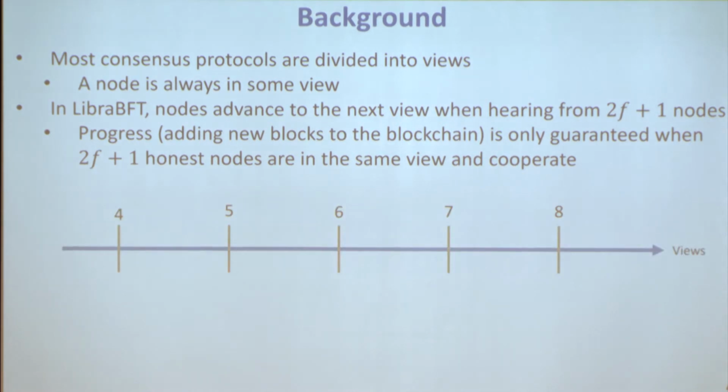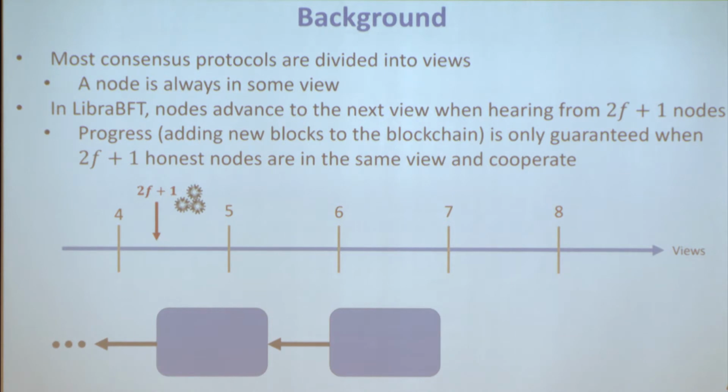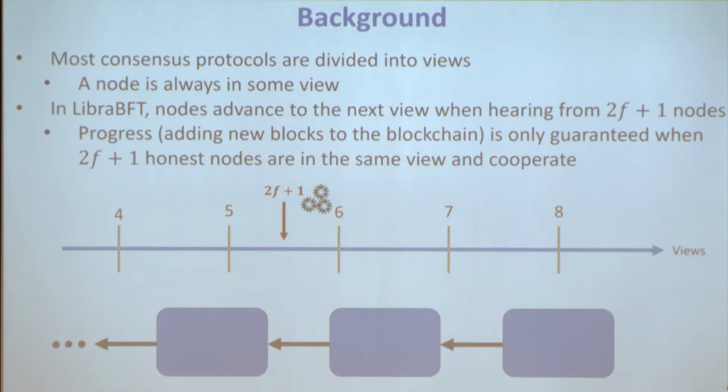So let's look at an example. This is an axis of the views and numbers. It starts from view 4, 5, and so on. Let's say that this is the current state of the blockchain. We have 2f+1 nodes in view 4. They run the consensus protocol, agree on some input for a new block, and add it to the blockchain. They move to view 5, again run the consensus protocol, add a new block to the blockchain, and move to view 6.